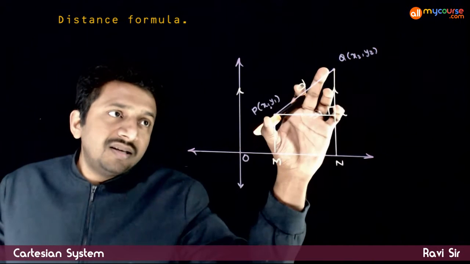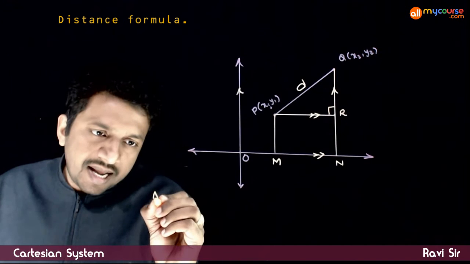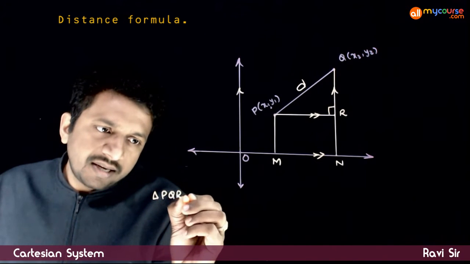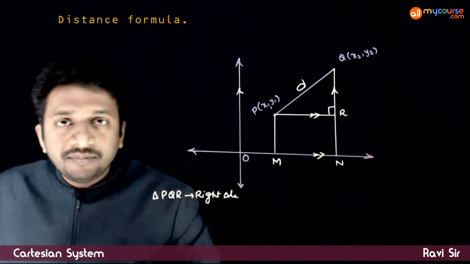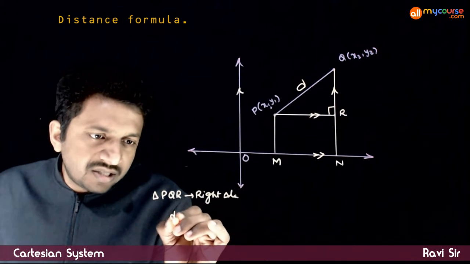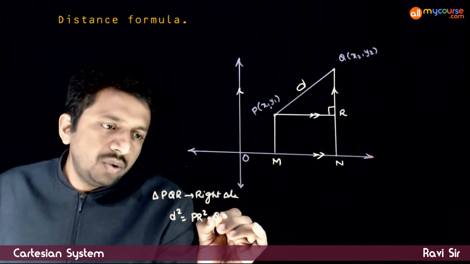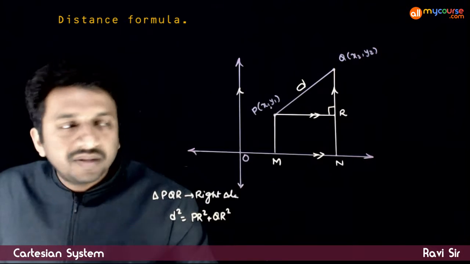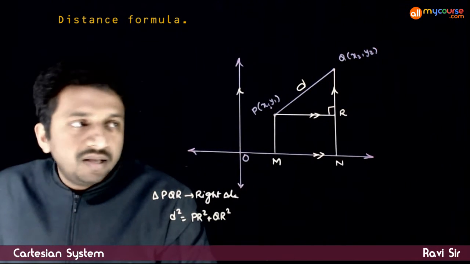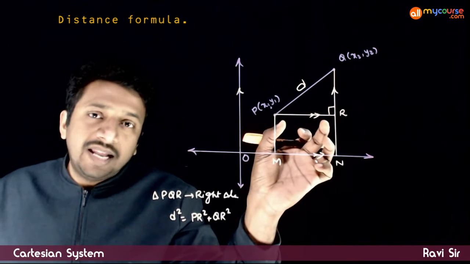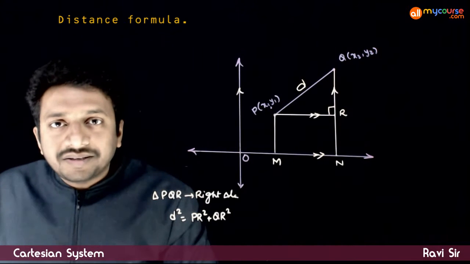Now as you can see, triangle PQR is a right angle triangle. Hence, d square can be written as PR square plus QR square. Right? Now the question is, what are the lengths PR and QR? Can I find them in terms of the given coordinates?